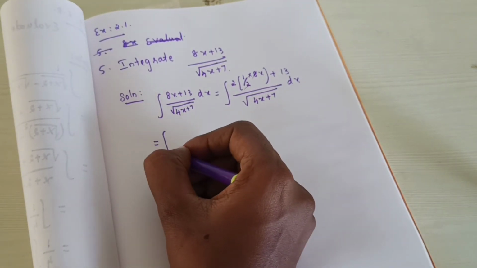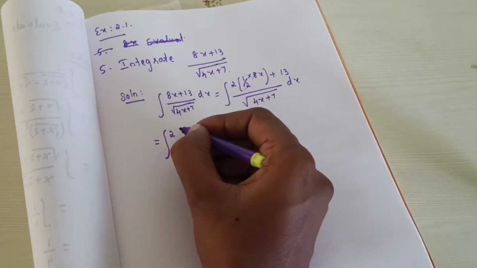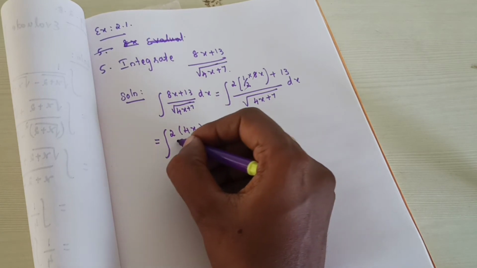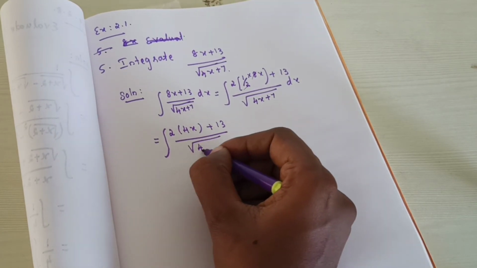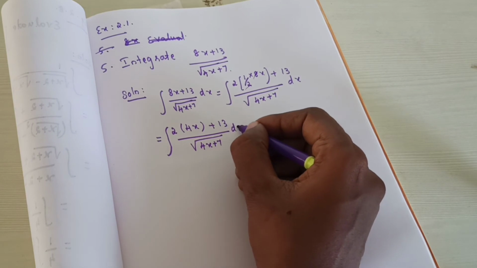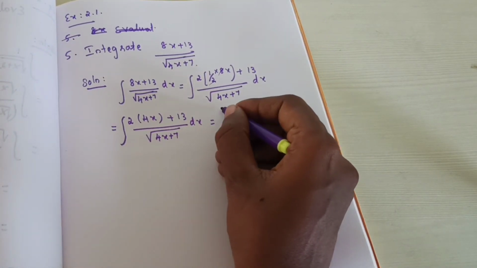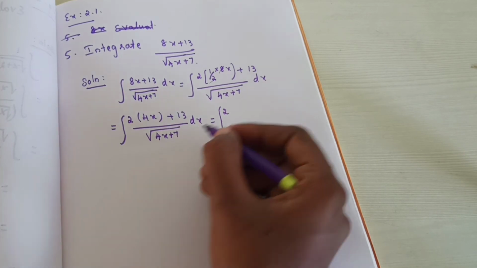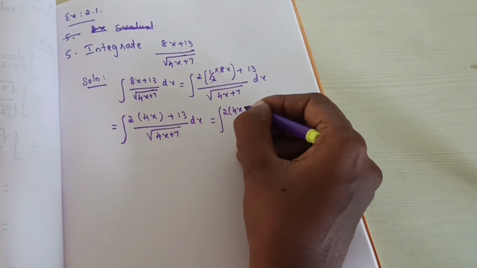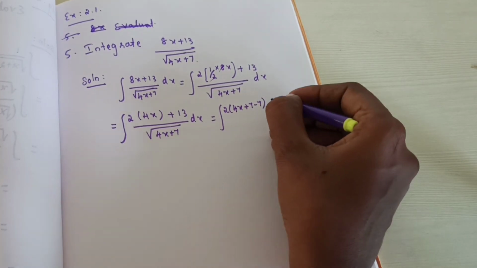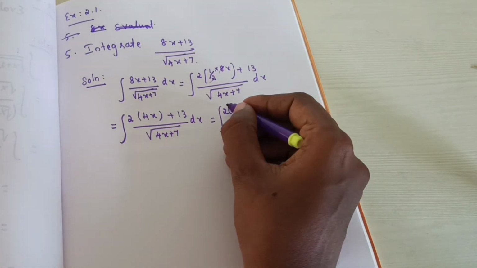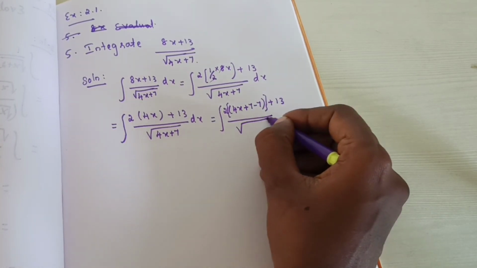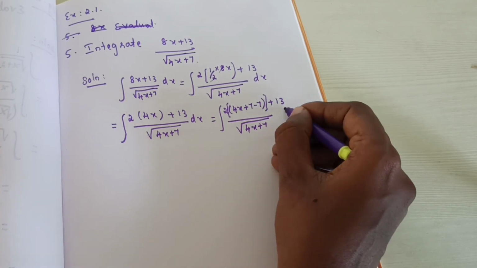That's equal to integral of 2 into, now we got 4x, is it right? (4x plus 13) divided by square root of (4x plus 7) dx. Okay, that's equal to integral of 2 into, what do we need? We need plus 7. For that what will you do? We will add and subtract that 7, plus 13. This 2 is common for both. Divided by square root of (4x plus 7) dx.